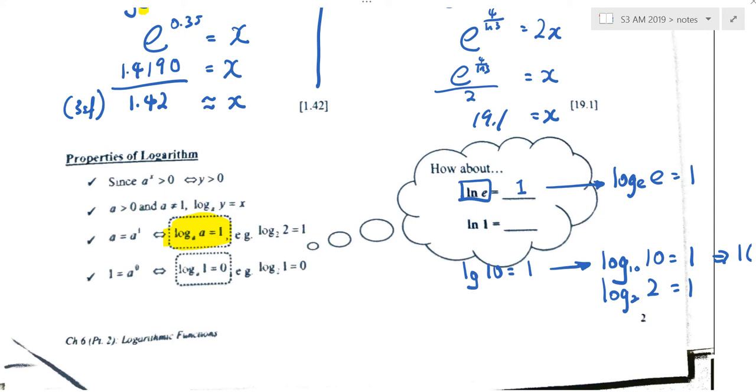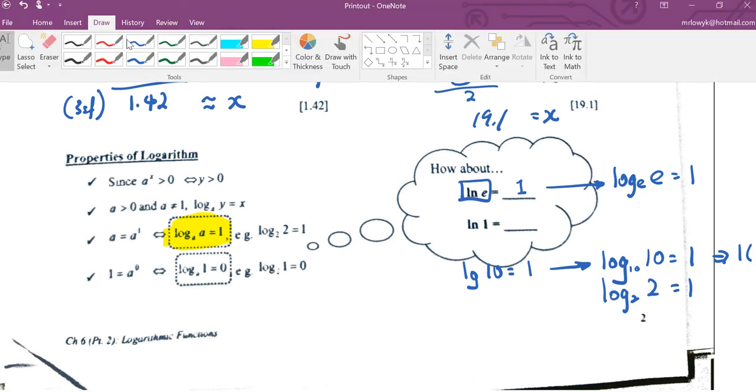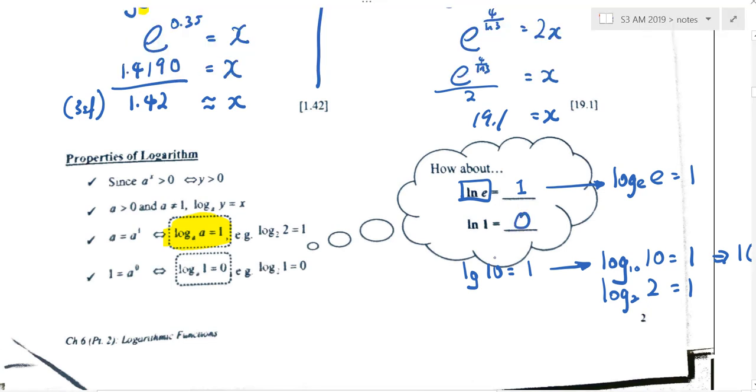Now let's do the next experiment. Can you help me press ln 1? What do you get? 0. So I cut short the experiment because it's quite painful. Can you press log 1? What do you get? 0. 0 as well, right? So I cut short the story.